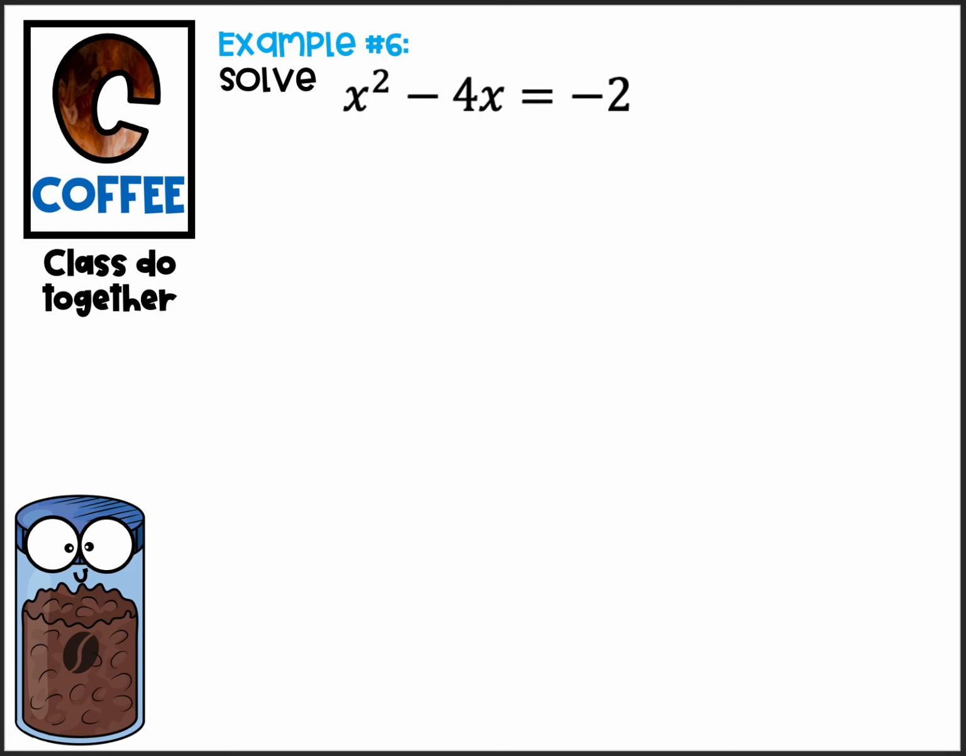So here's how I answered the question using the quadratic formula. The quadratic formula goes as x equals negative b plus or minus the square root of b squared minus 4ac all over 2a.